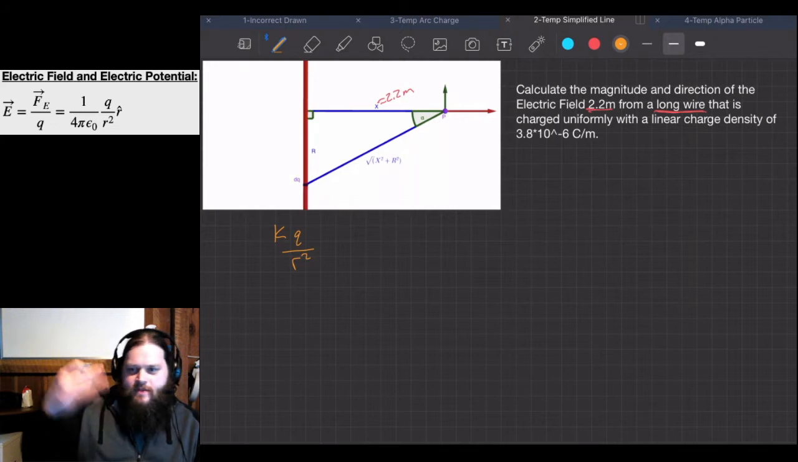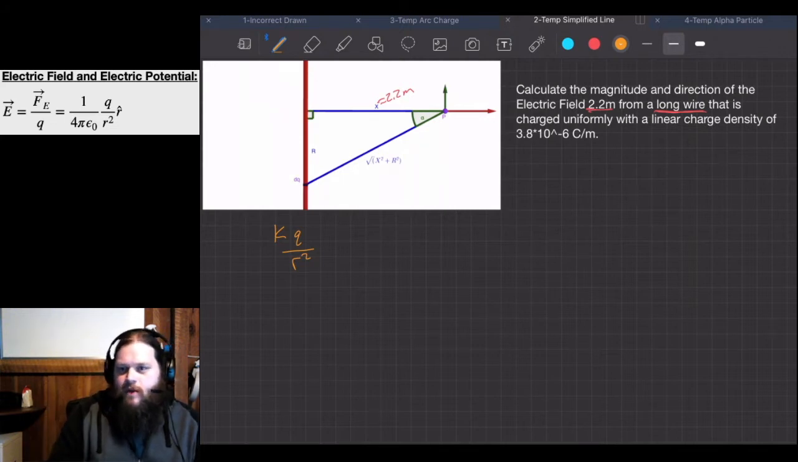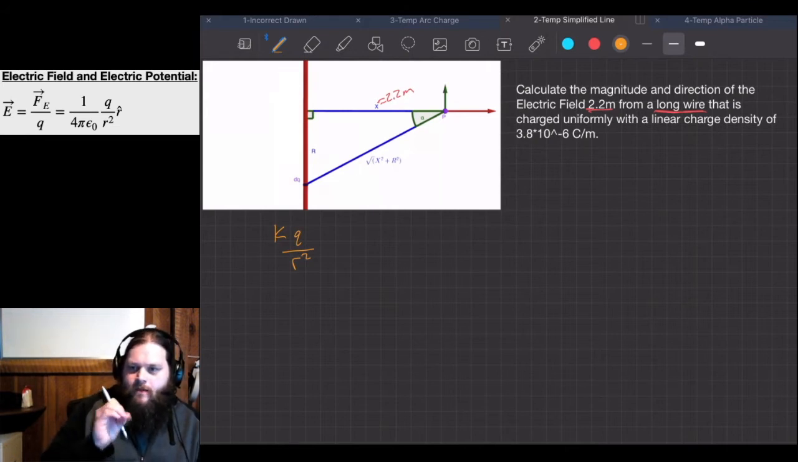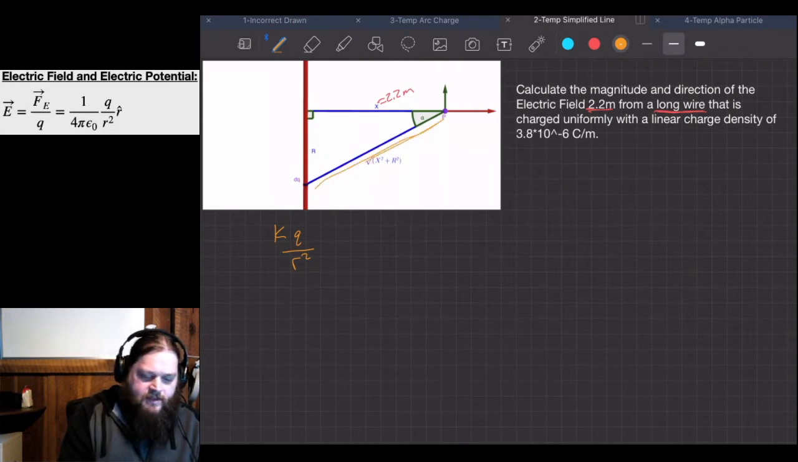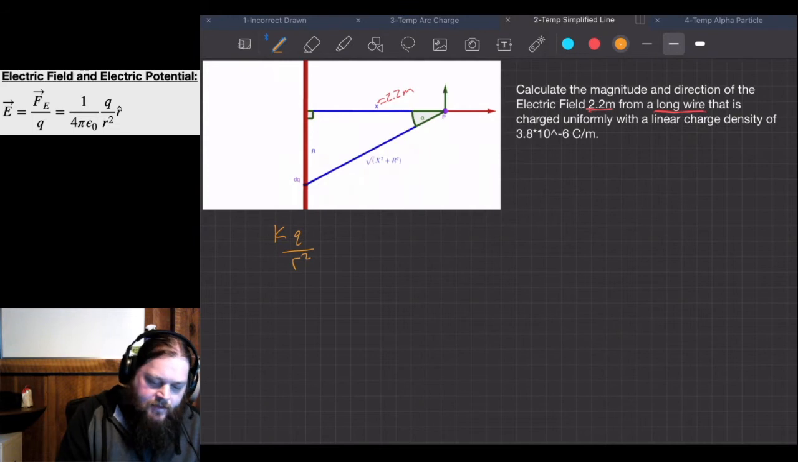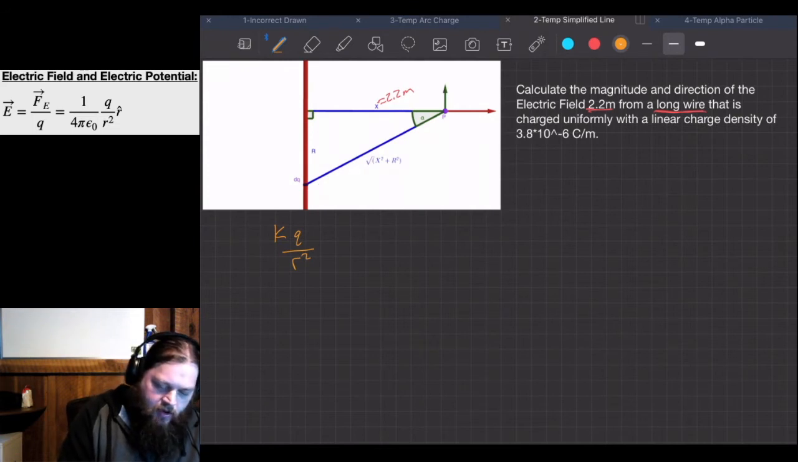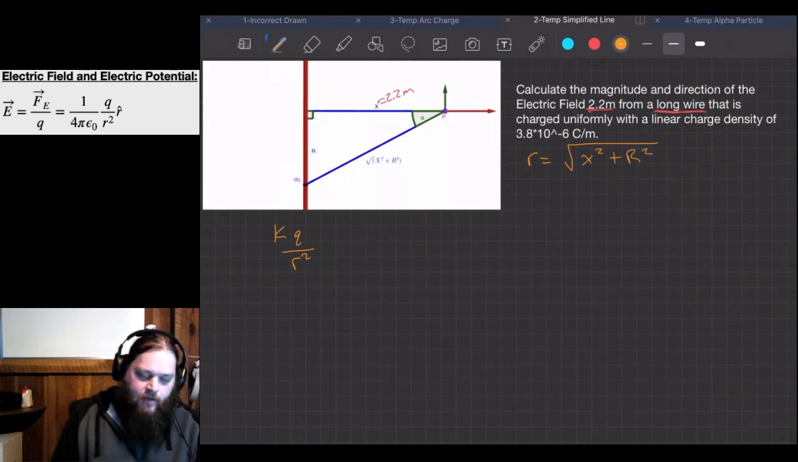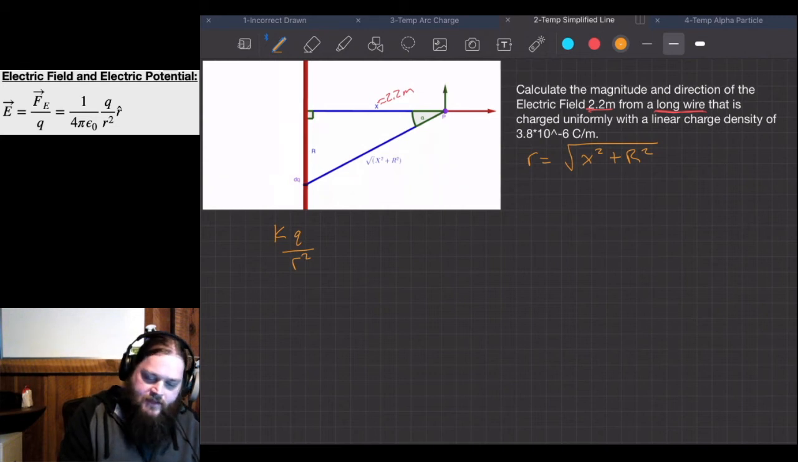Now, since we have symmetry in there, let's look at just one point. At any one point, we're going to have a force going along this radius here, and that's going to be our distance, that R squared. So we know that R is equal to the square root of x squared plus R squared. And I've got a capital R in there because that capital R, in this case, is this distance here.